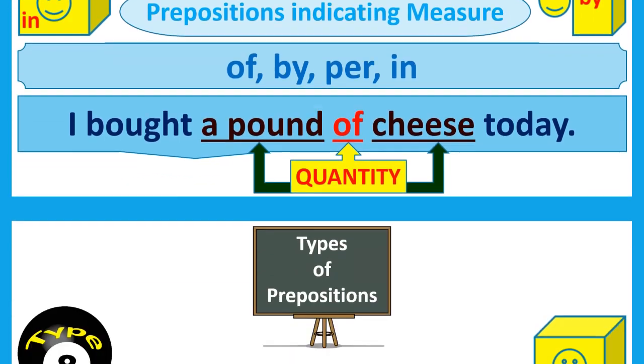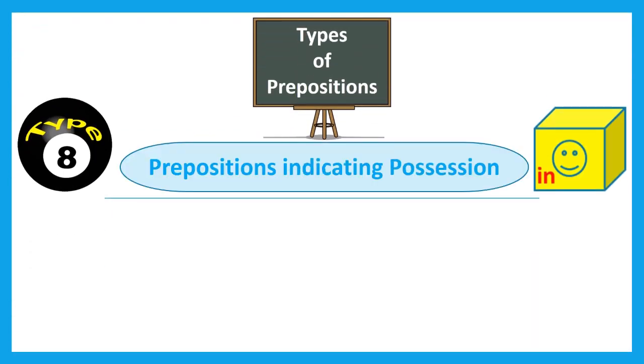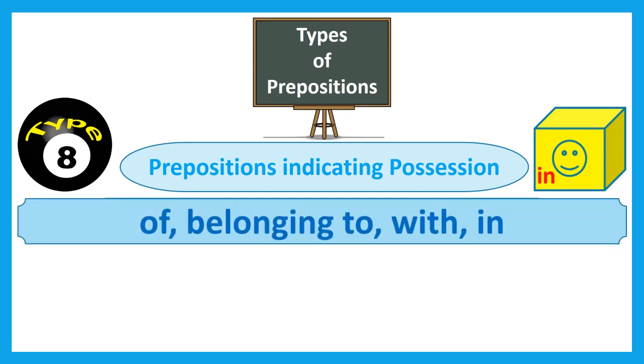Type 8. Prepositions indicating possession. See the examples of common prepositions of possession.